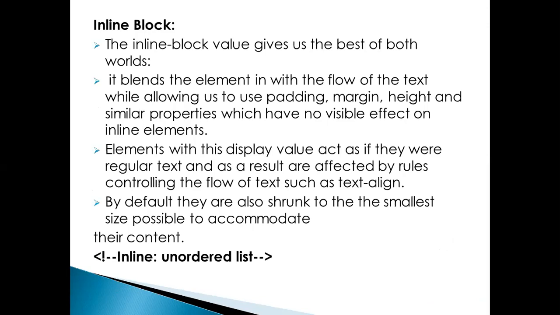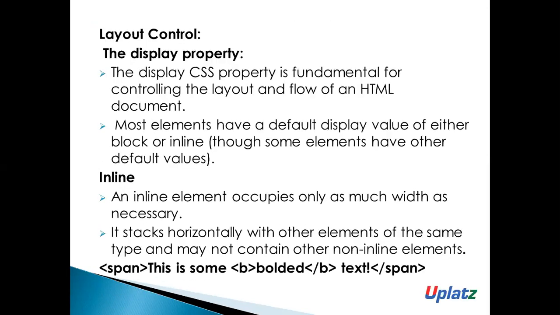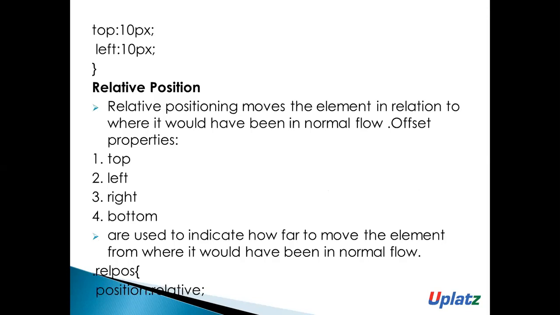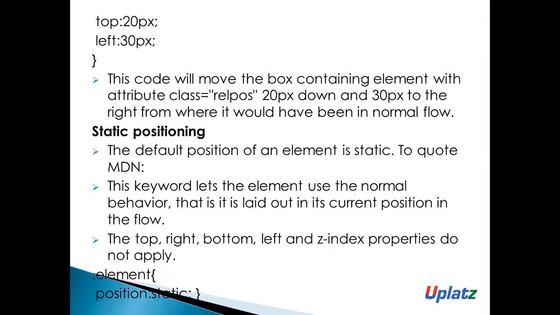Next is relative. Relative moves the element in relation to where it would be in the normal flow. The offset properties for relative positioning are the same: top, left, bottom, right, which indicate how far to move the element from its normal flow. I'm making position relative, with top and left. It will move the box containing the element 20px down and 30px to the right from where it would be in the normal flow.